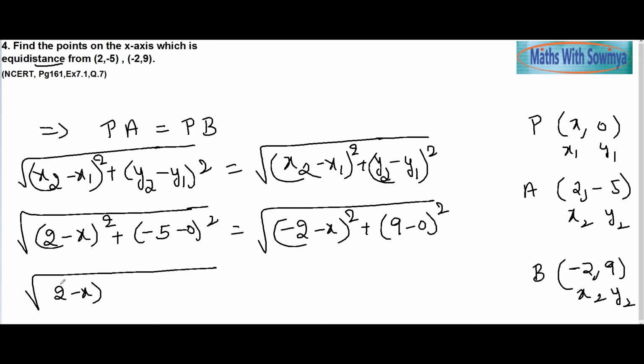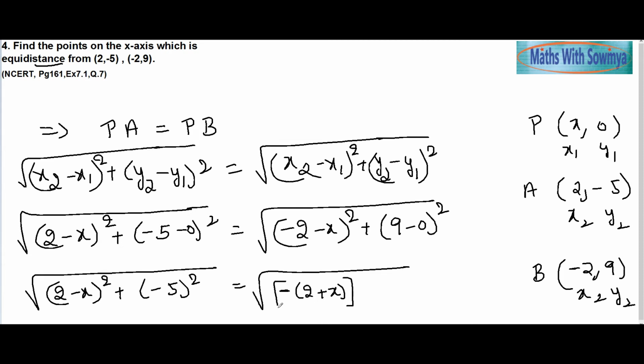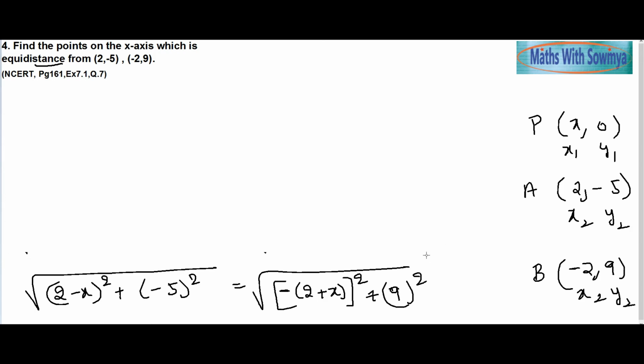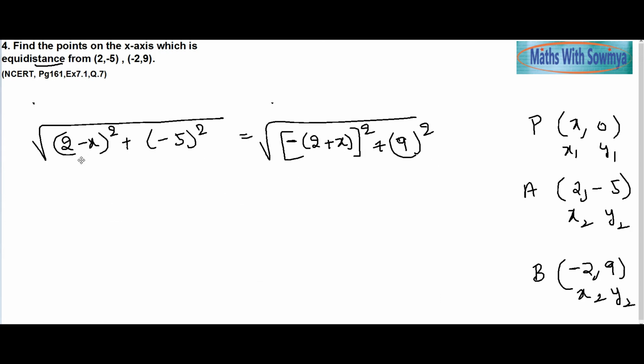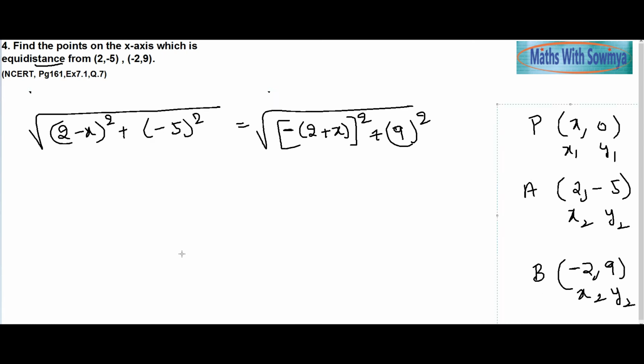This is 2 minus x whole square plus minus 5 whole square. Here in this case minus can be taken common factor 2 plus x whole square. So this minus automatically will become positive because minus into minus plus. Now this is 9 square. Now we will continue saying that squaring on both the side. So both are having the square root. So we can square on both the side here.